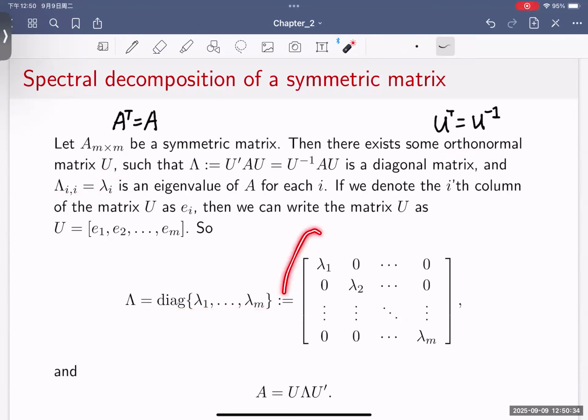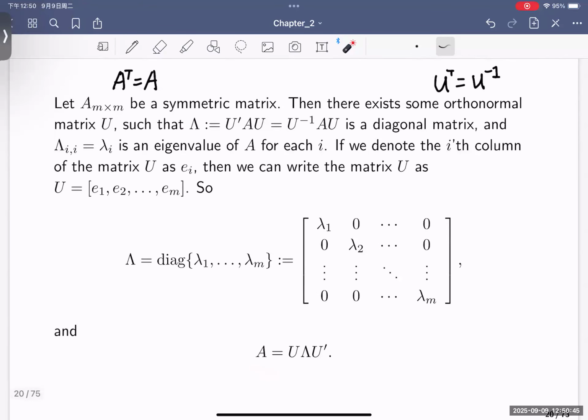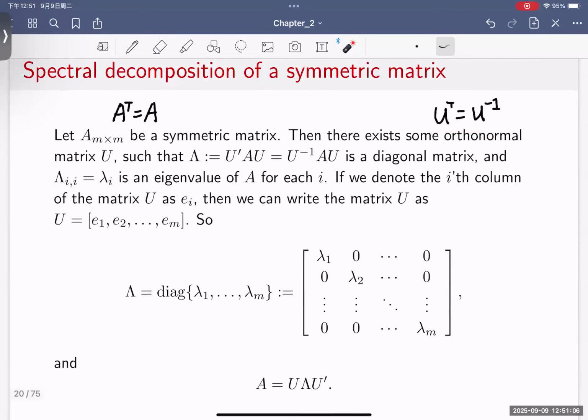It is a diagonal matrix whose diagonal elements are the eigenvalues we have seen before, lambda 1 to lambda n. And our matrix A can eventually be written as the orthogonal matrix U times the diagonal matrix lambda times the transpose of U, which is also U inverse, because they are the same. So these are some key properties that we will use later.